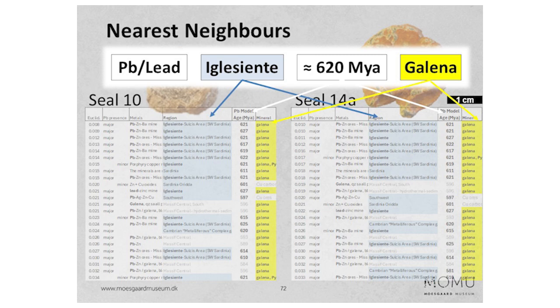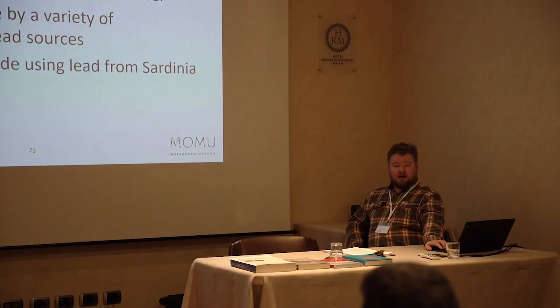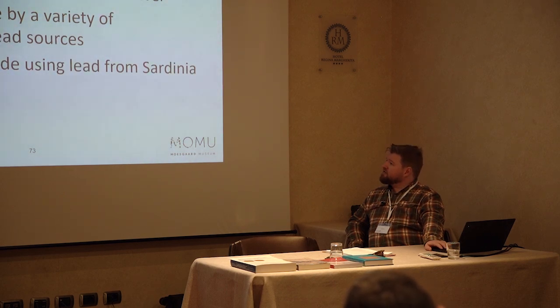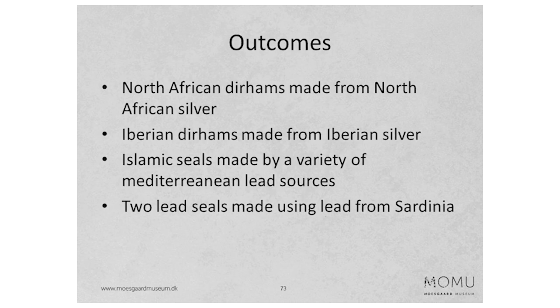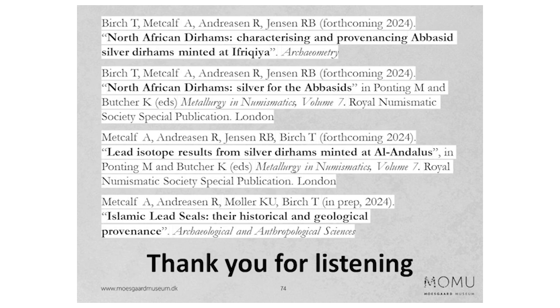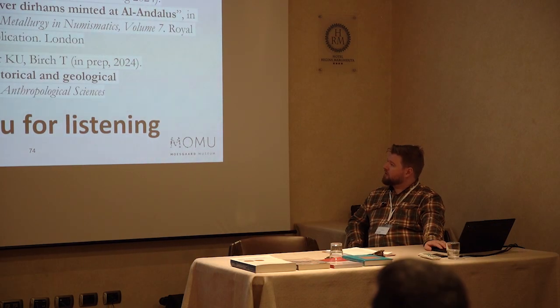So in terms of provenance hypotheses, silver is coming from where it's being minted. The lead seals seem to be varied in their sources, but we have a Sardinian connection. And I think that would be interesting with the Byzantine seals in the future to do rubbings and see what's going on there as well. These are the ones that should come out, 2 of them this year, the other 2 hopefully, so be able to read this up soon.